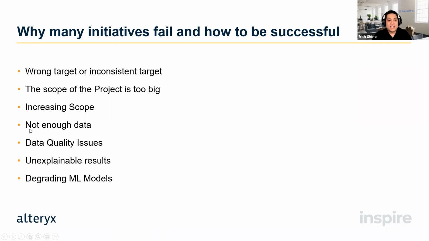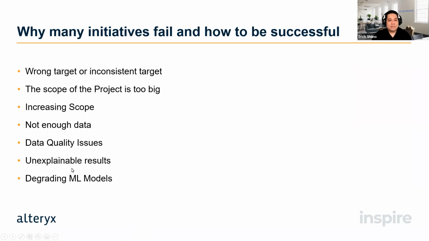Another issue is that sometimes we don't have enough data. We don't have all the data that we need, for example, to predict the customer behavior, or we have so many data quality issues. So for those two, we can handle by controlling the scope and also, let us say, the expectations.